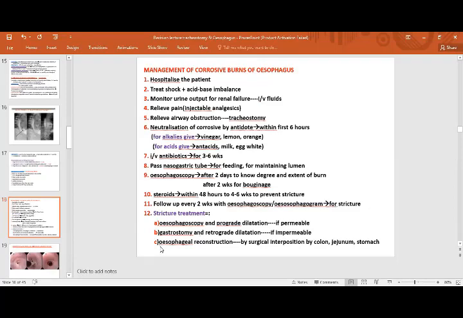And then the third one: if the stricture has formed and we are unable to treat with these procedures, then we will go for esophageal reconstruction. It is a difficult procedure, but we will do that. In this case, the affected part should be removed, and then the other area should be joined by the colon or jejunum.